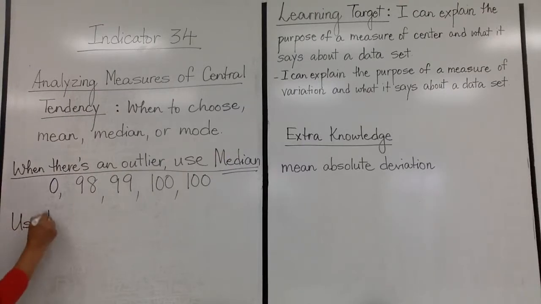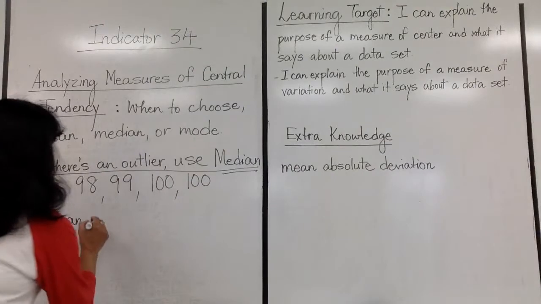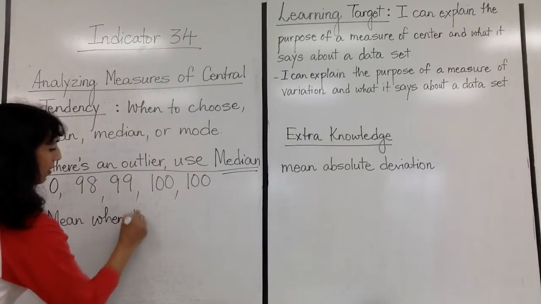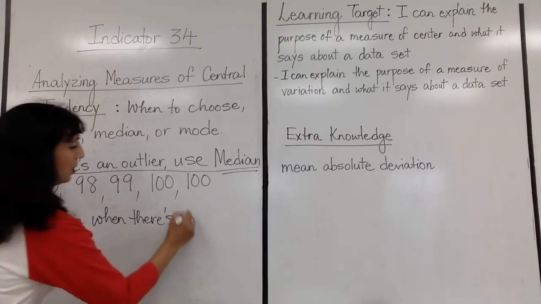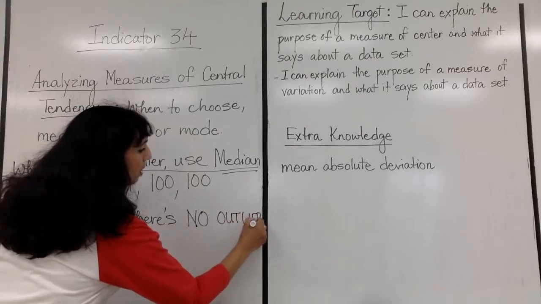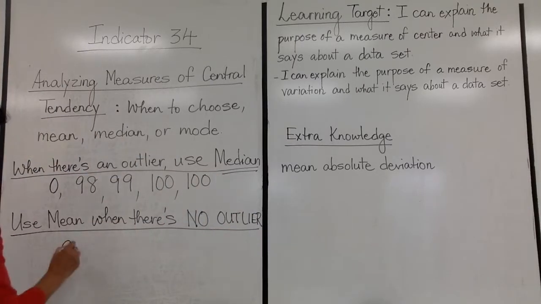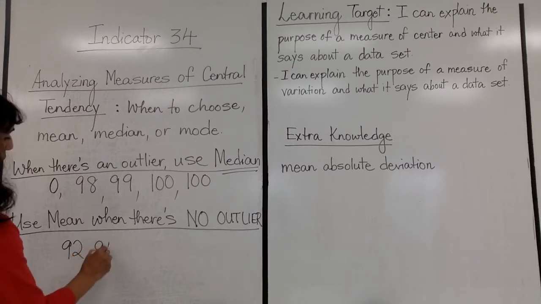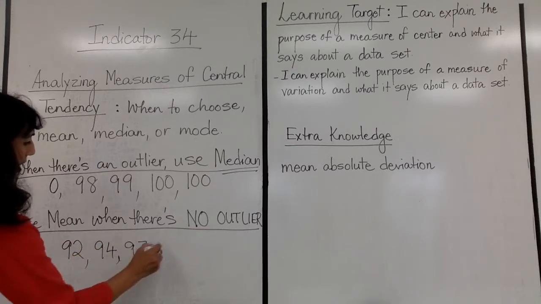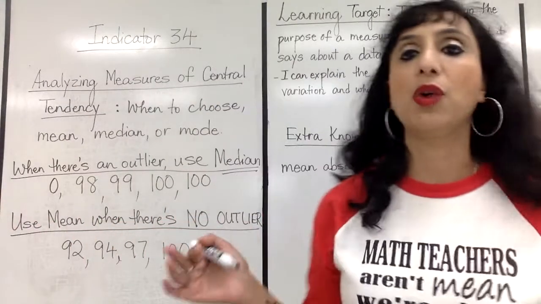Use mean normally, because whenever you're calculating average, normally mean is the best thing to use when there's no outlier. So when there's no outlier, then at that point, use mean. All right, so let's say you had 92, 94, 97, 100. So there's no outlier here. So that's why mean is a good one to use.